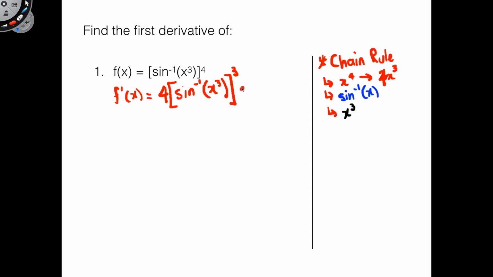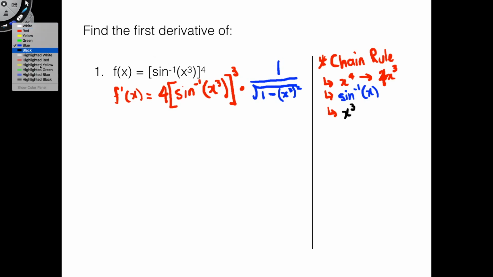And all of this would be times, what's the next inner function? It would be inverse sine. So what's the derivative of inverse sine? Well, that would be 1 over the square root of 1 minus, and don't forget, it's not x squared, but it's going to be x cubed squared. And remember, you're keeping that inner function because you're dealing with a composition of functions, and that's just part of how the chain rule works. So that's our second function.